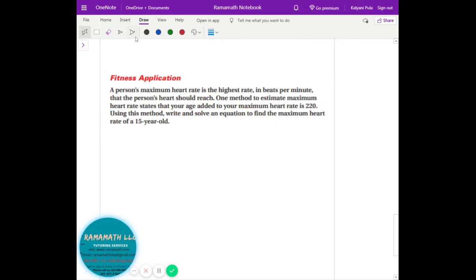Always make sure you look at the keywords in this, and that makes it easier. Sometimes in the word problems, they give a lot of story behind it, but it's really not that important. So obviously you can see one method to estimate the heart rate is your age added to the maximum heart rate, which is 220. So that's all you need. The rest is extra. So in this one, age, let's say A, plus maximum heart rate, I don't know. So let's take some letter. Maximum heart rate is N. Is means equal.